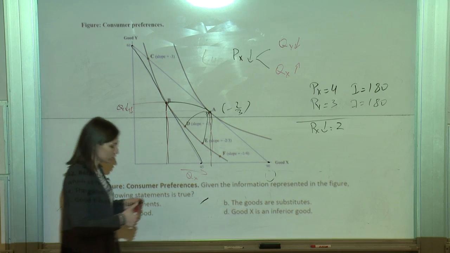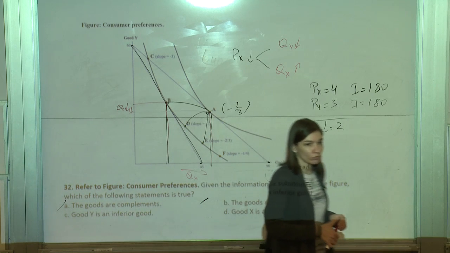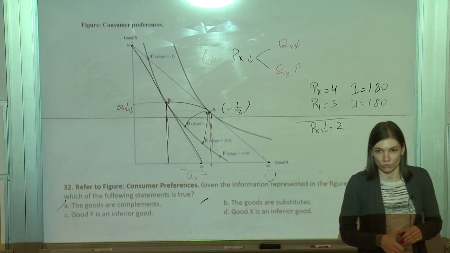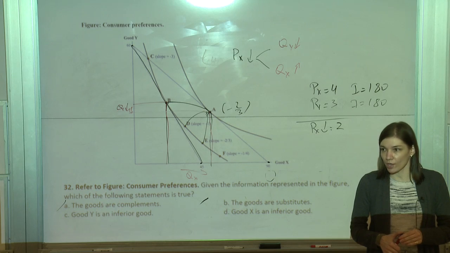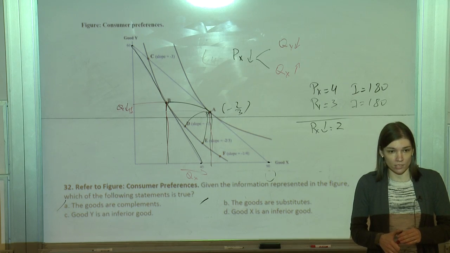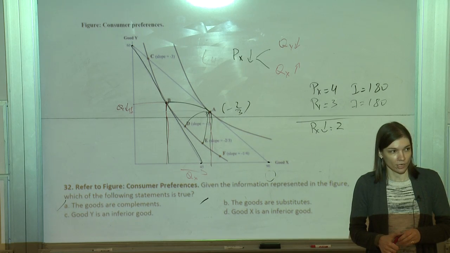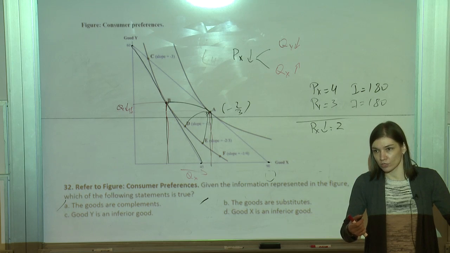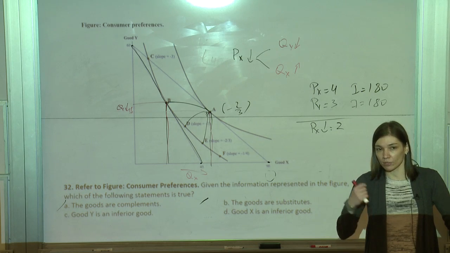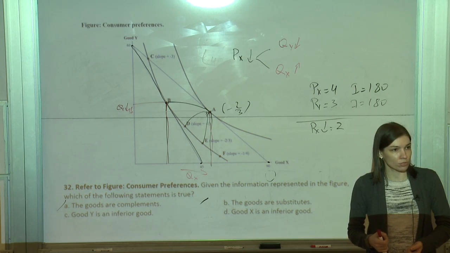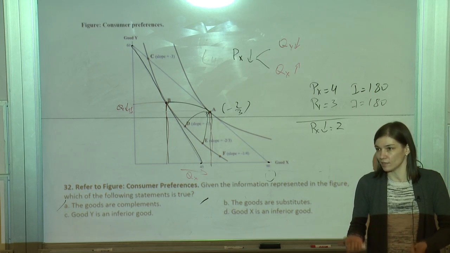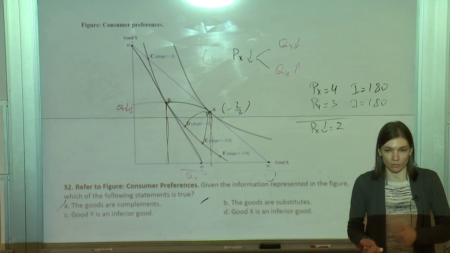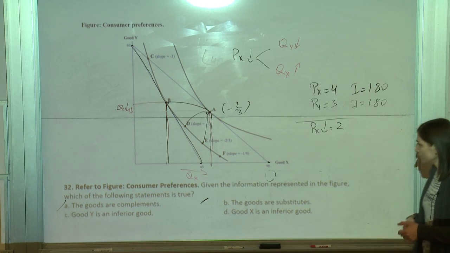Well, by definition, how do you define complements or substitutes? By looking at their cross-price elasticity. Right? The cross-price elasticity tells you if the price of one good changes, what happens to the quantity of the other good. And then whether they're complements or substitutes depends on whether the cross-price elasticity is positive or negative. That's kind of, I think, one of your first chapters that you studied. All right? So what happened here?